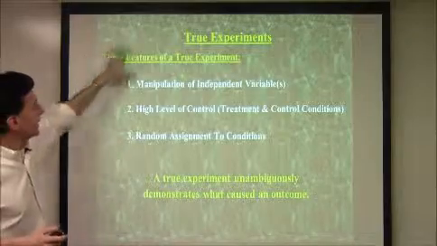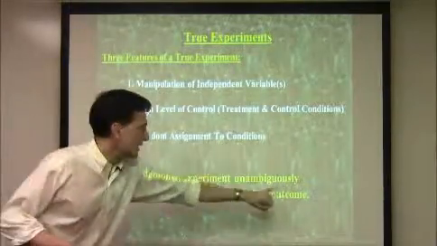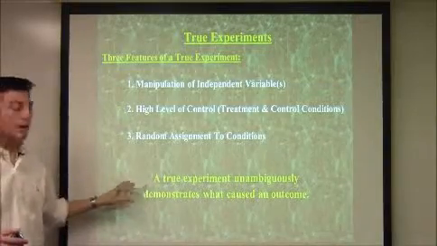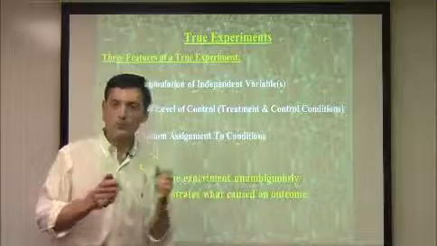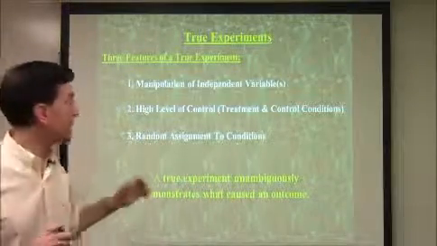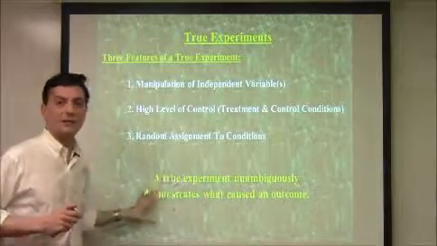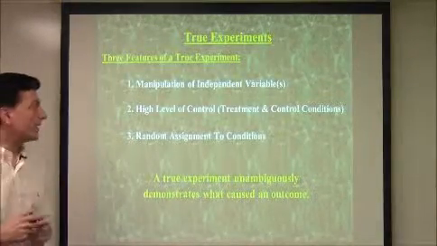So let's begin by emphasizing what it is that makes a true experiment a true experiment. And first we'll talk about three different features that will all bring us to this notion that a true experiment is one that unambiguously demonstrates what caused an outcome. That's really what a true experiment does. And we'll spend a little bit of time talking about these three features that get us to this kind of a conclusion.